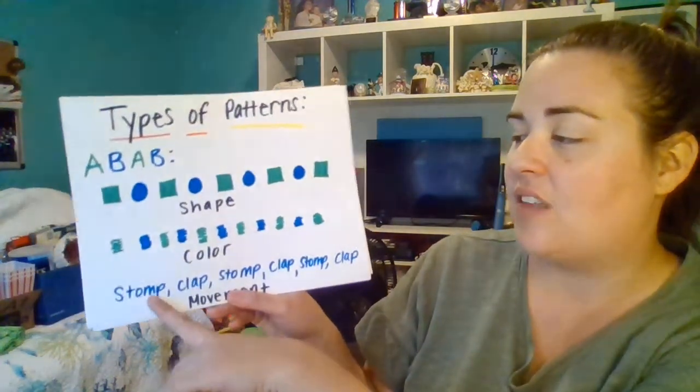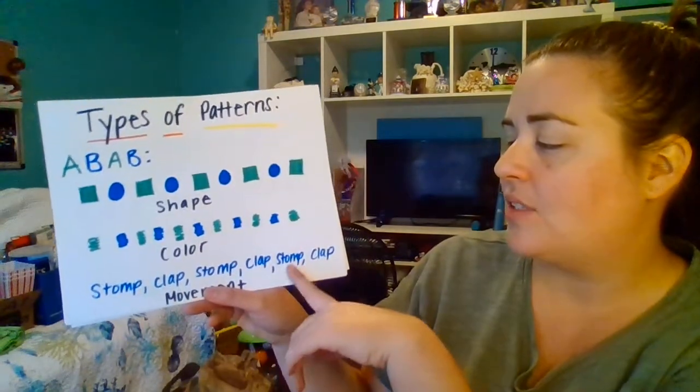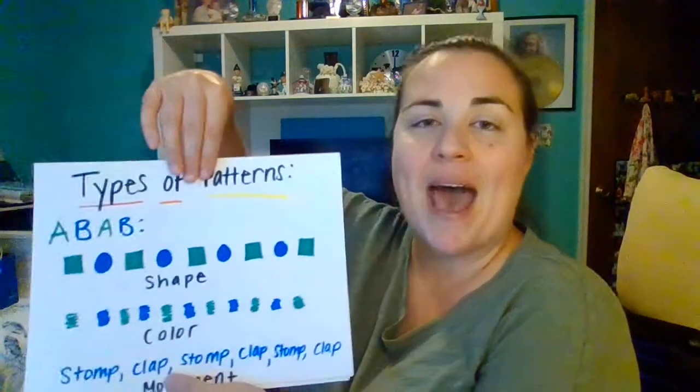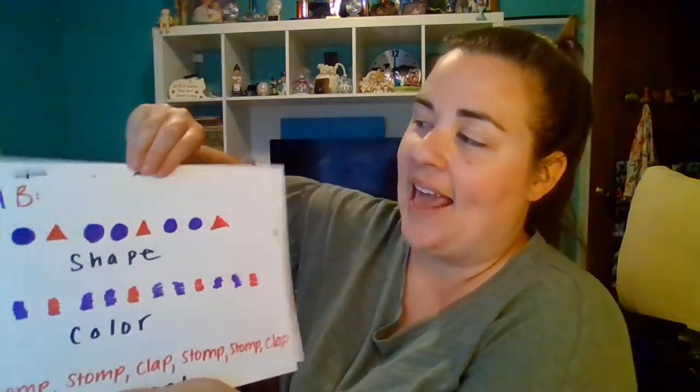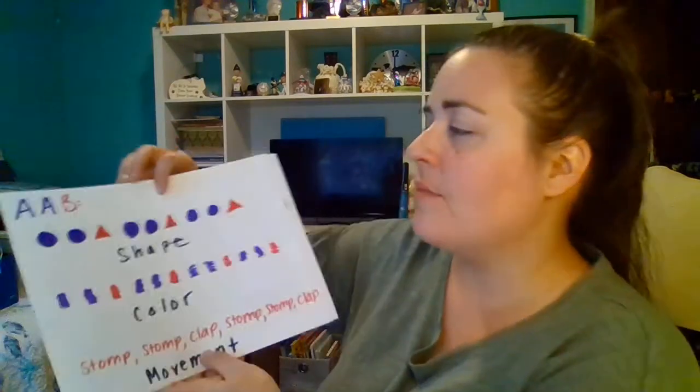And our last ABAB pattern is a movement pattern. So we're going to say stomp, clap, stomp, clap, stomp, clap. All right, let's do it by ourselves. So we're gonna stomp, clap, stomp, clap, stomp, clap. Good job, guys.